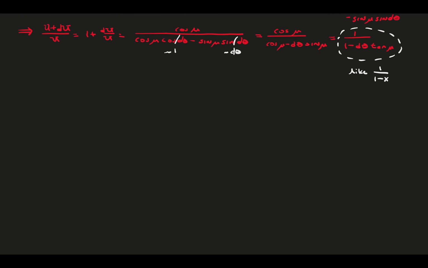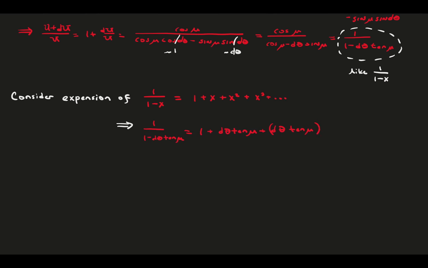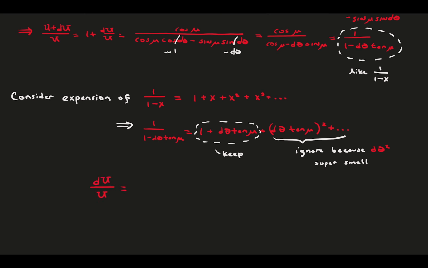This is where we stop with trigonometry, but we can make a few more simplifications if we recognize that this looks something like 1 over 1 minus x. And we can consider the Taylor series expansion of that term. This expands to 1 plus x plus x squared plus x cubed, and it goes on. Let's replace x with d theta tan mu and see what that gets us. We're going to keep the first two terms and ignore everything else because d theta squared and higher are terms that are super small. What we're left with is a fairly simple relationship between du over u and d theta and mu. Rearrange this so we can isolate d theta.